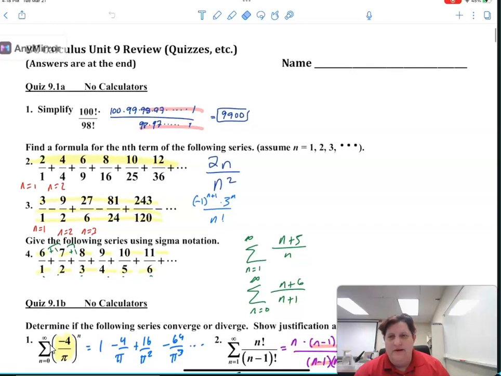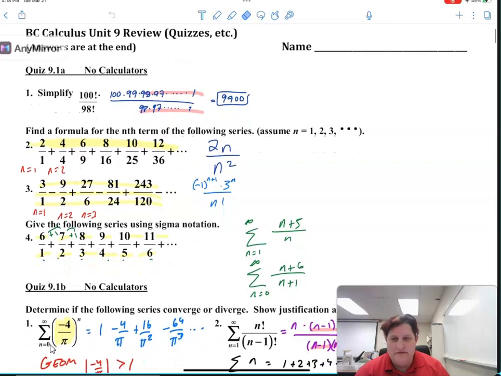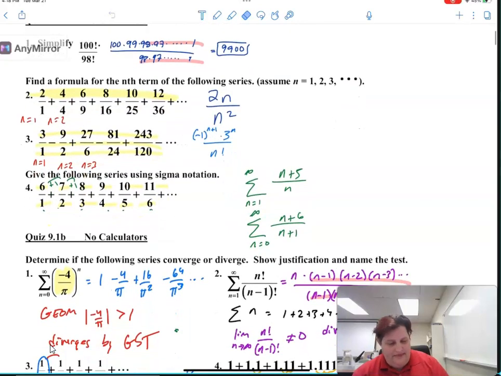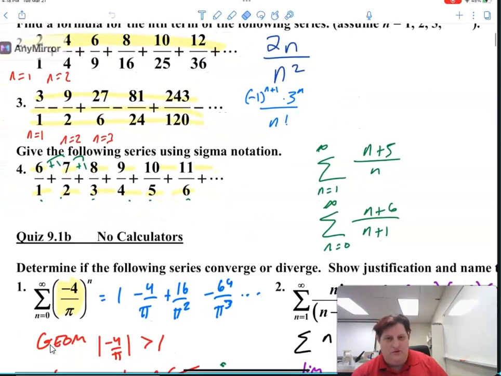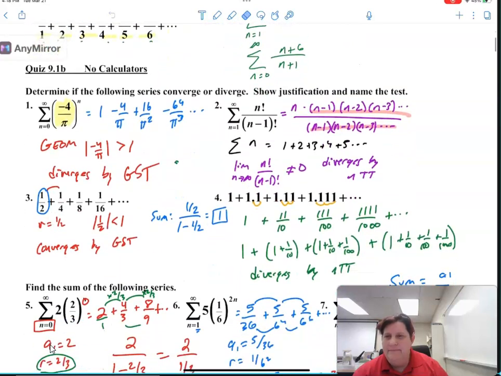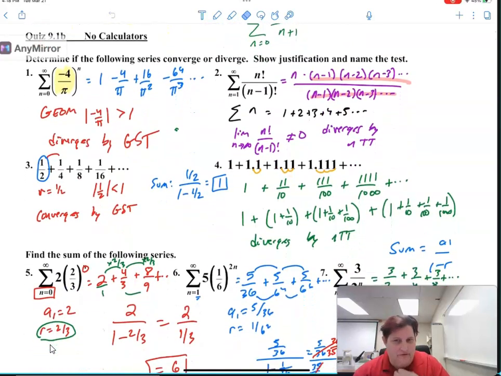9.1a. We talked about how to find a formula for the nth term of the sequence, including alternating. This formula, number 4, we could write it two different ways: (n+5)/n or (n+6)/(n+1), depending on if you start at 0 or 1. We had that discussion. Okay? Then we're determining if these converge or diverge.